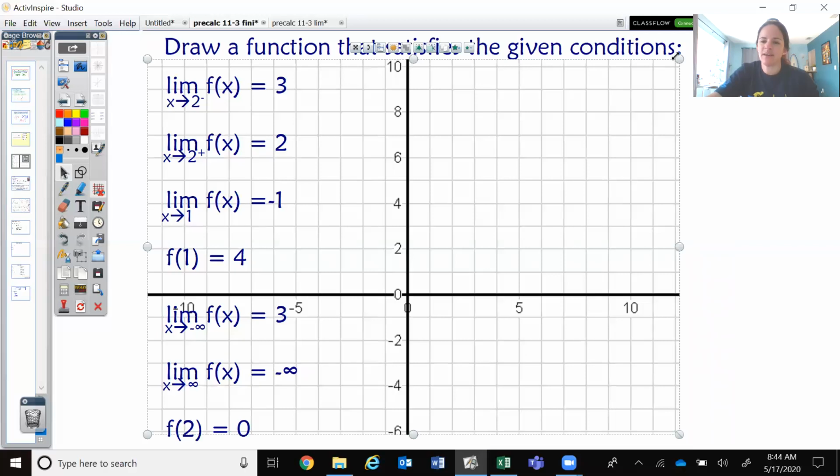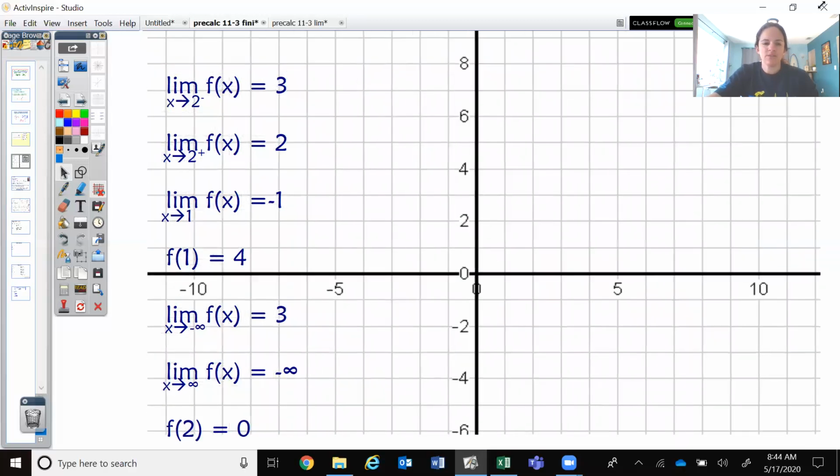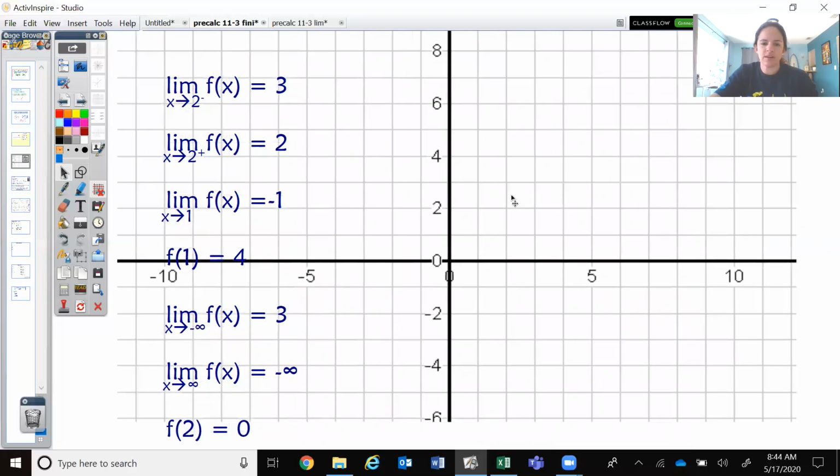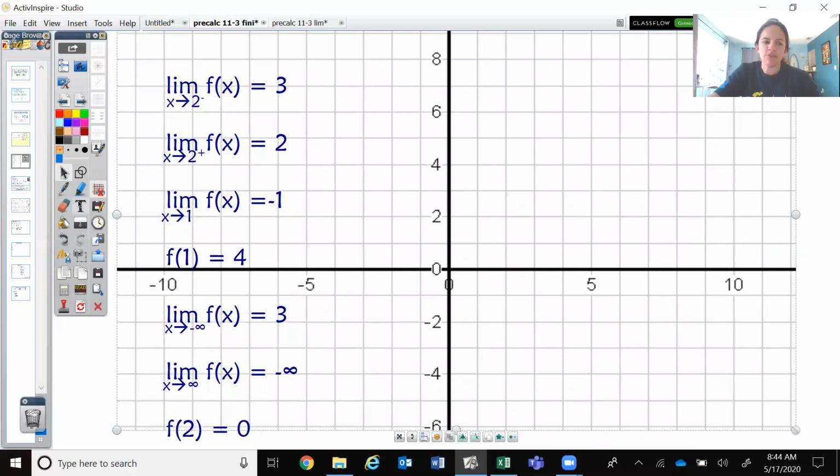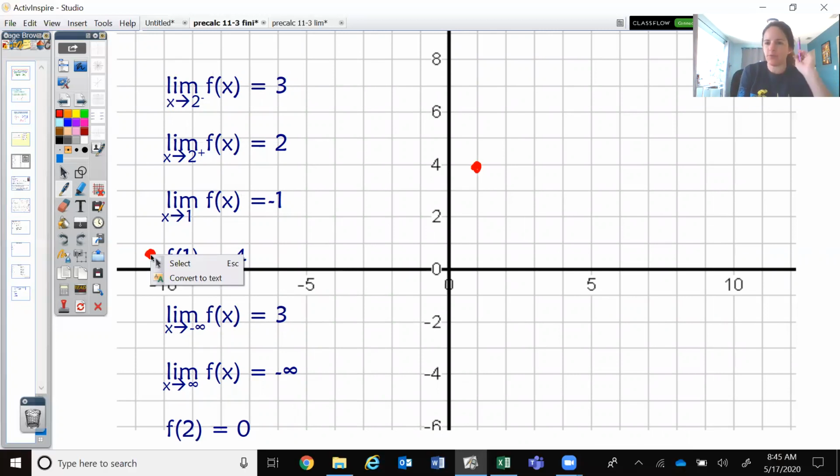All right, let's see how we can do. So first off, I'm going to look at the ones that have no ambiguity or no wiggle room, and that would be the points. So we did a little bit of this in chapter 1, and I think that you should be okay with it, but just to make sure, we're going to do this example anyway. So f of 1 is 4, so got to put a dot there. And f of 2 is 0, means that I've got to stick a dot there.